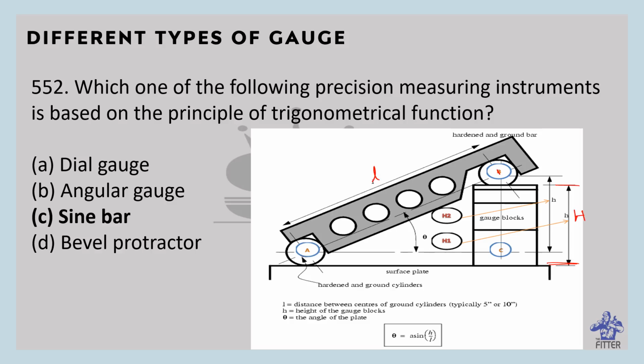So the length of the sine bar is measured from the center points of the rollers. This is the length L. So sine theta equals opposite side by hypotenuse, that is h upon L. So theta equals sine inverse of h by L.